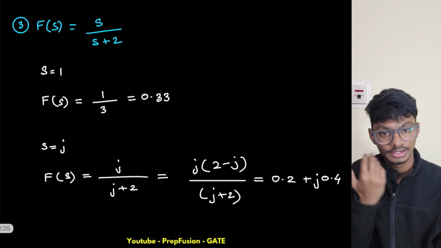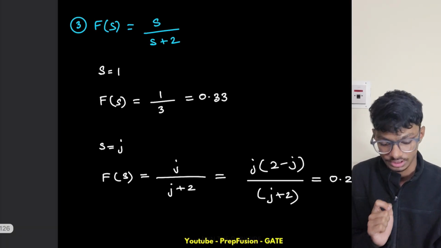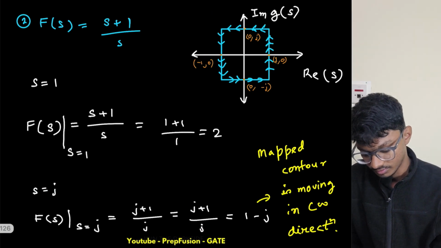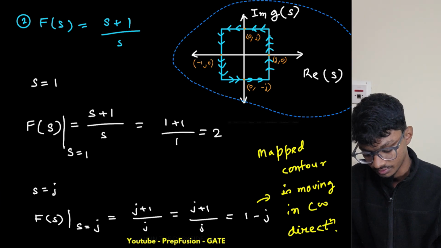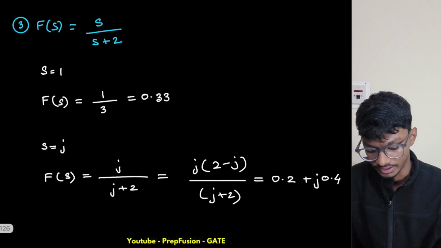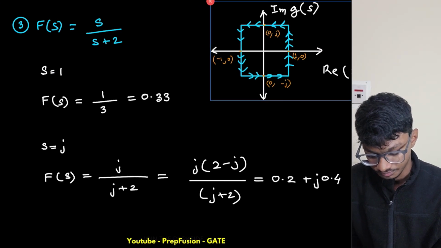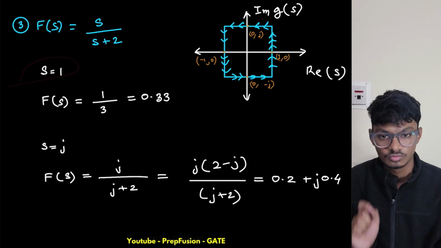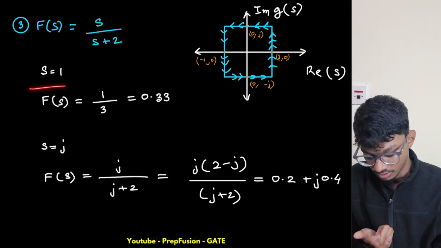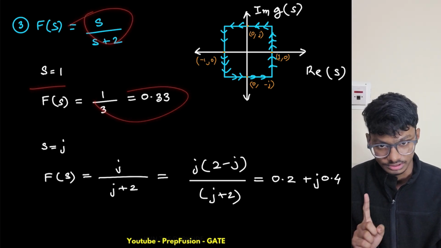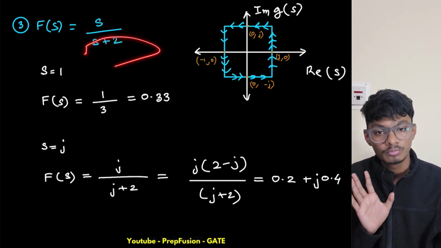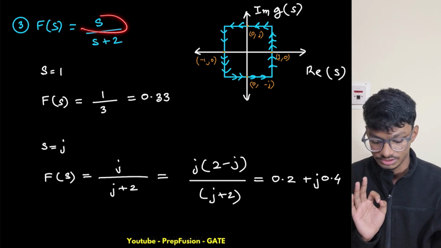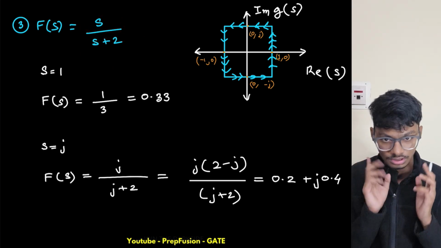So again I will go into the next question. The next question has a function like this, and the contour again is the same contour. Obviously with the same contour we can make a valid comparison. The contour is like this. Now this is at s equals 1, and if you put s equals 1, you get 0.33. Here my pole is at minus 2, and my zero is at 0. Just keep that in mind.